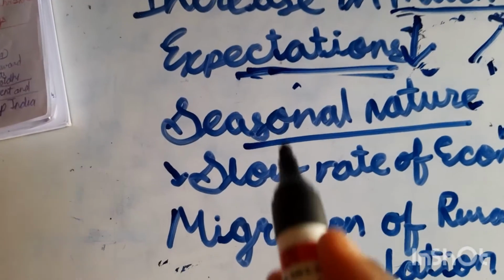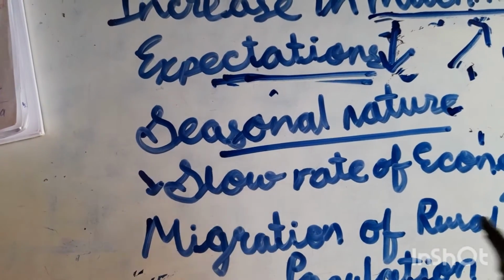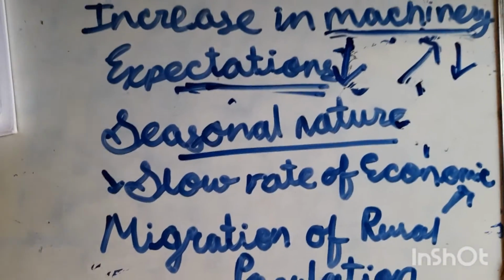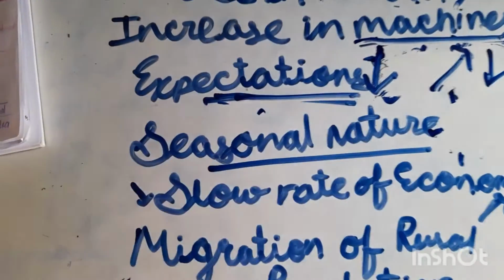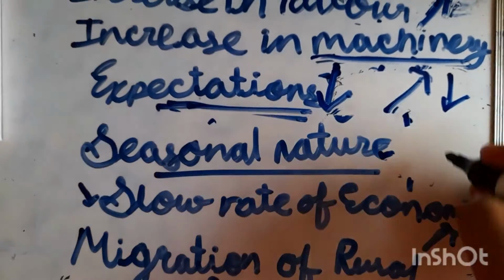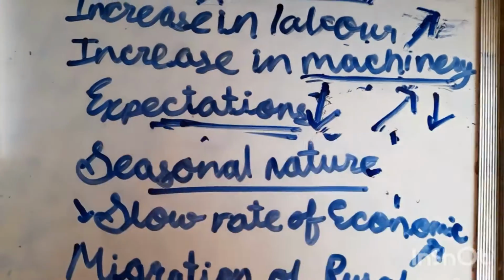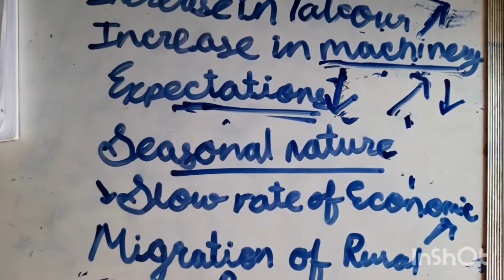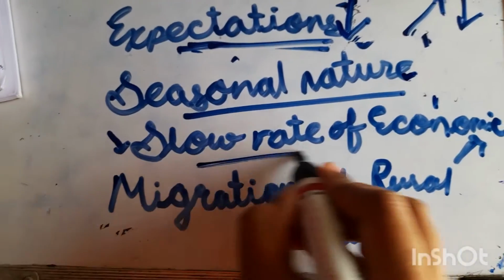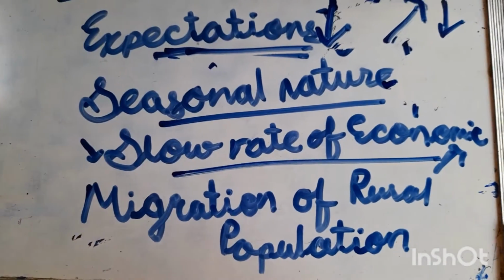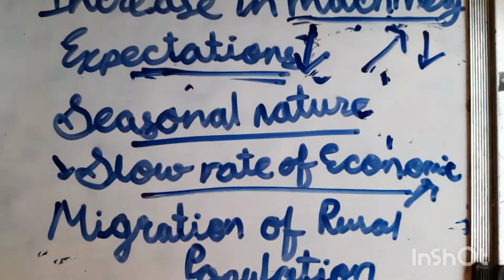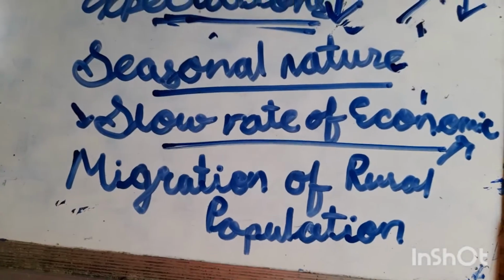Seasonal nature. India is an agro based economy, therefore, naturally, there are more jobs in agriculture. But the problem in agriculture is again that it can only be practiced during rainy season. Therefore, in remaining seasons, it leaves people unemployed. Slow rate of economic growth. The economy is not growing that much, so obviously it cannot absorb the increase in population, right?